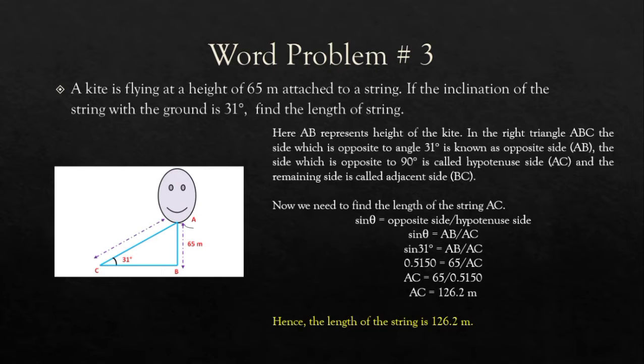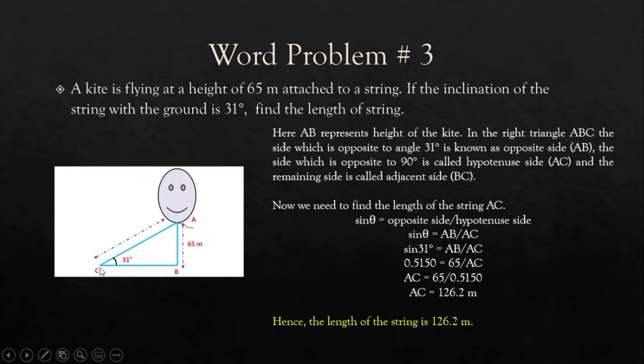So for our third word problem, a kite is flying at a height of 65 meters attached to a string. If the inclination of the string with the ground is 31 degrees, find the length of the string. Here, AB represents the height of the kite. In the right triangle ABC, the side which is opposite to angle 31 degrees is known as the opposite side, which is AB. The side which is opposite to 90 degrees is called the hypotenuse side, which is AC. And lastly, the remaining side is called the adjacent side, which is BC.